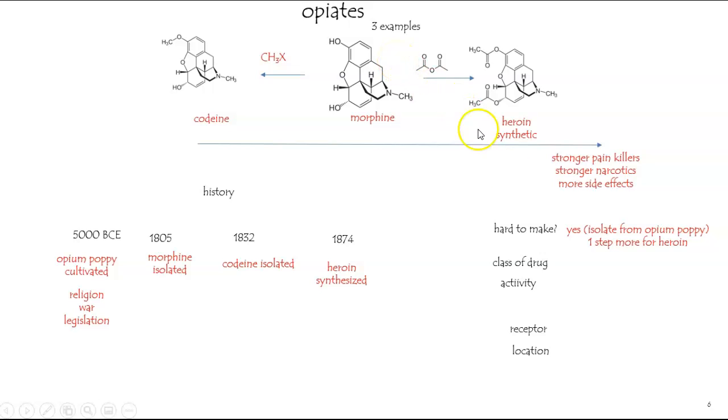It's very three-dimensional. So it'd be very hard to make, but very easy to isolate, perhaps all too easy to isolate from the opium poppy. And it's only one step to turn it into heroin. These are known as opiates. They're believed to be strong analgesics, which is good for pain.